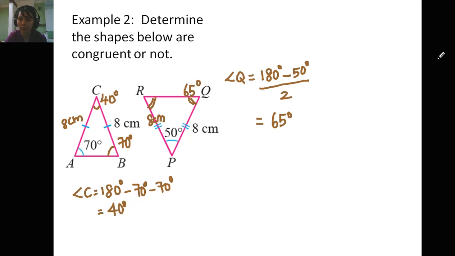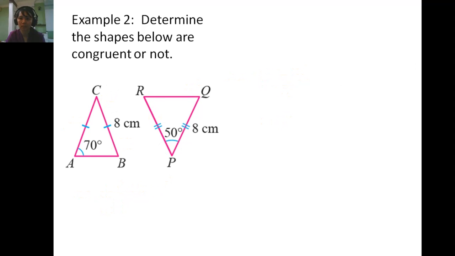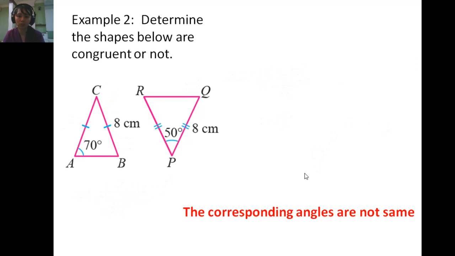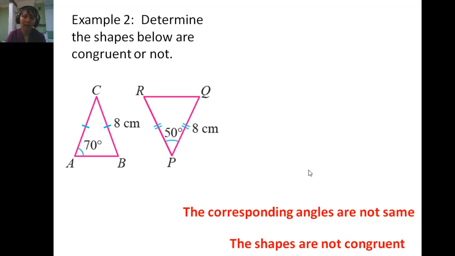Okay, so we check the angles. The angle here is 40, the corresponding angle here is 40, but the corresponding angle here is 50 degrees. So they are not the same angles. As a conclusion, the corresponding angles are not the same, so the shapes are not congruent.